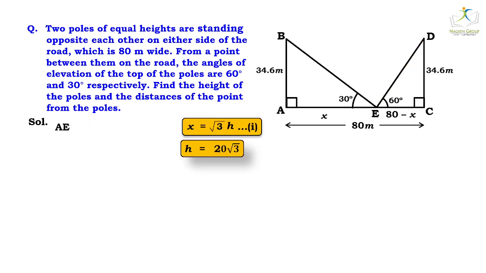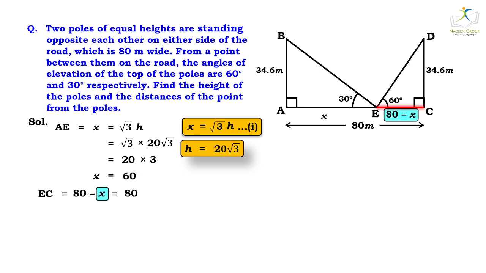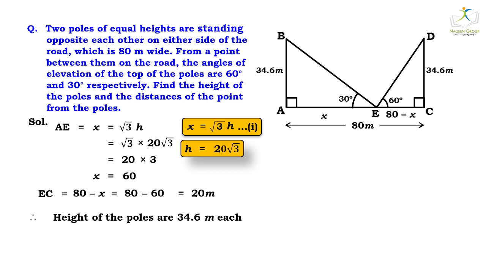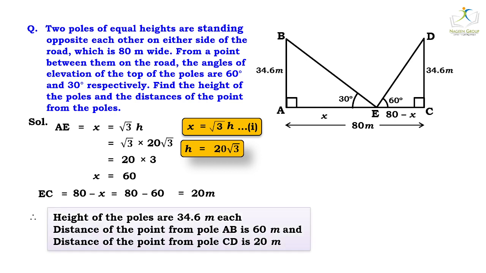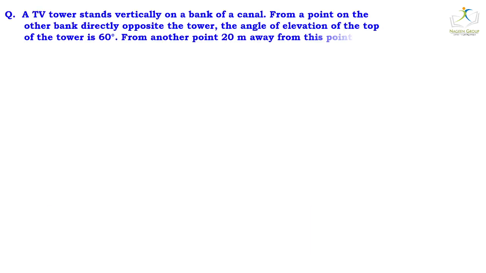34.6. Now we need to find out AE, which equals x. The value of x is √3h, and h is 20√3, so multiplying 20 into 3 gives 60. The value of EC is 80 minus x, x is given as 60, so 80 minus 60 is 20. So the height of the pole we found is 34.6, right?